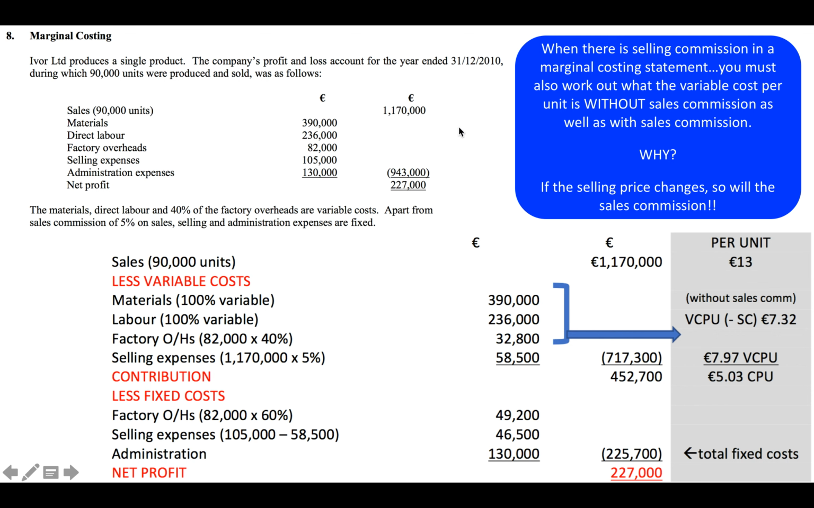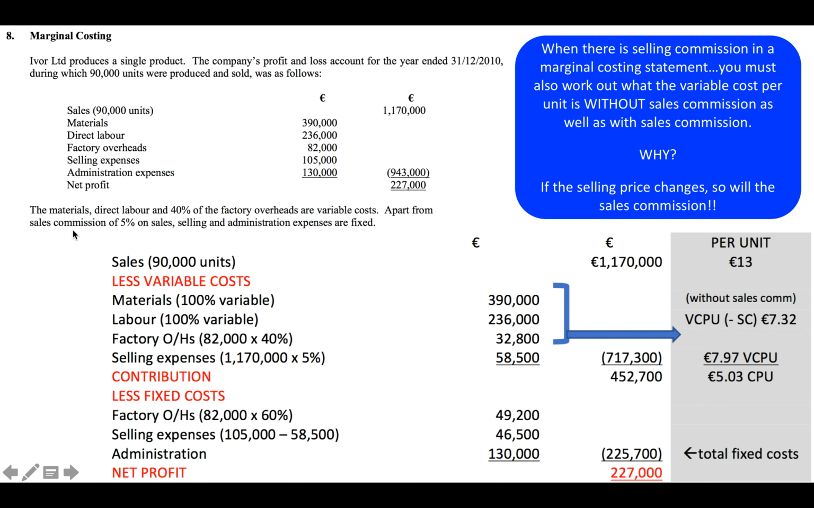Right, so let's have a look at it and break it down. So my materials here, 390. So it says the materials, direct labour and 40% of the factory overheads are variable costs. So the materials, 100% variable. Labour, 100% variable, so that goes straight in there. And then 40% of the factory overheads are variable. So 82,000 by 40%, 32,800. And then the factory overheads, 82,000 by 60%, 49,200.